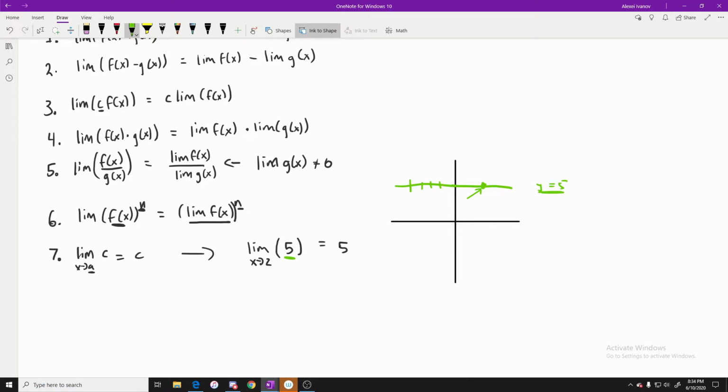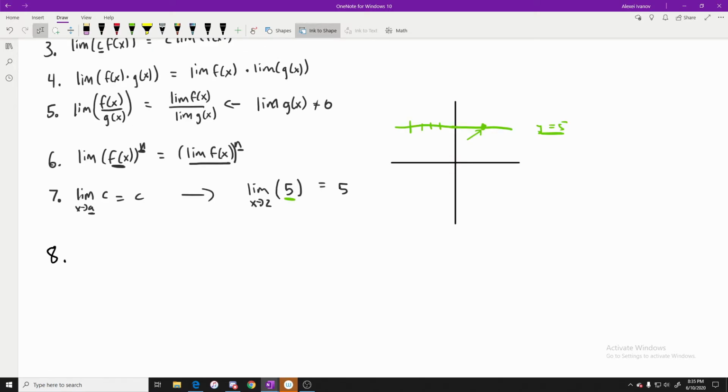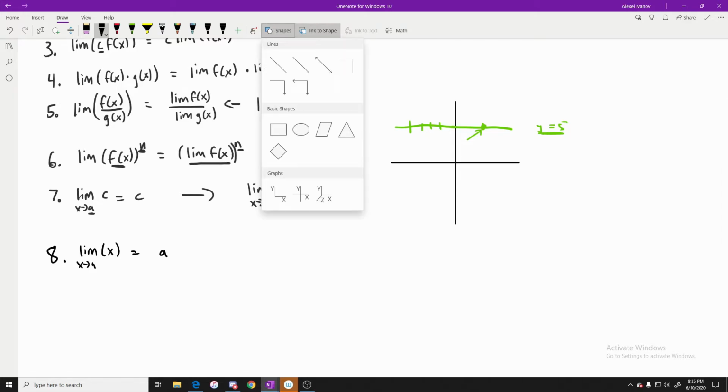So that's why the limit of any constant will always be just the constant itself, regardless of what x value we're going to approach. So now 8 looks a little bit similar to 7. However, the key difference is that we're not using a constant anymore. We're just using the variable x. So if we have the limit of the function x as x approaches a, this will always equal a. And again, I'll show you a graphical reason as to why that is.